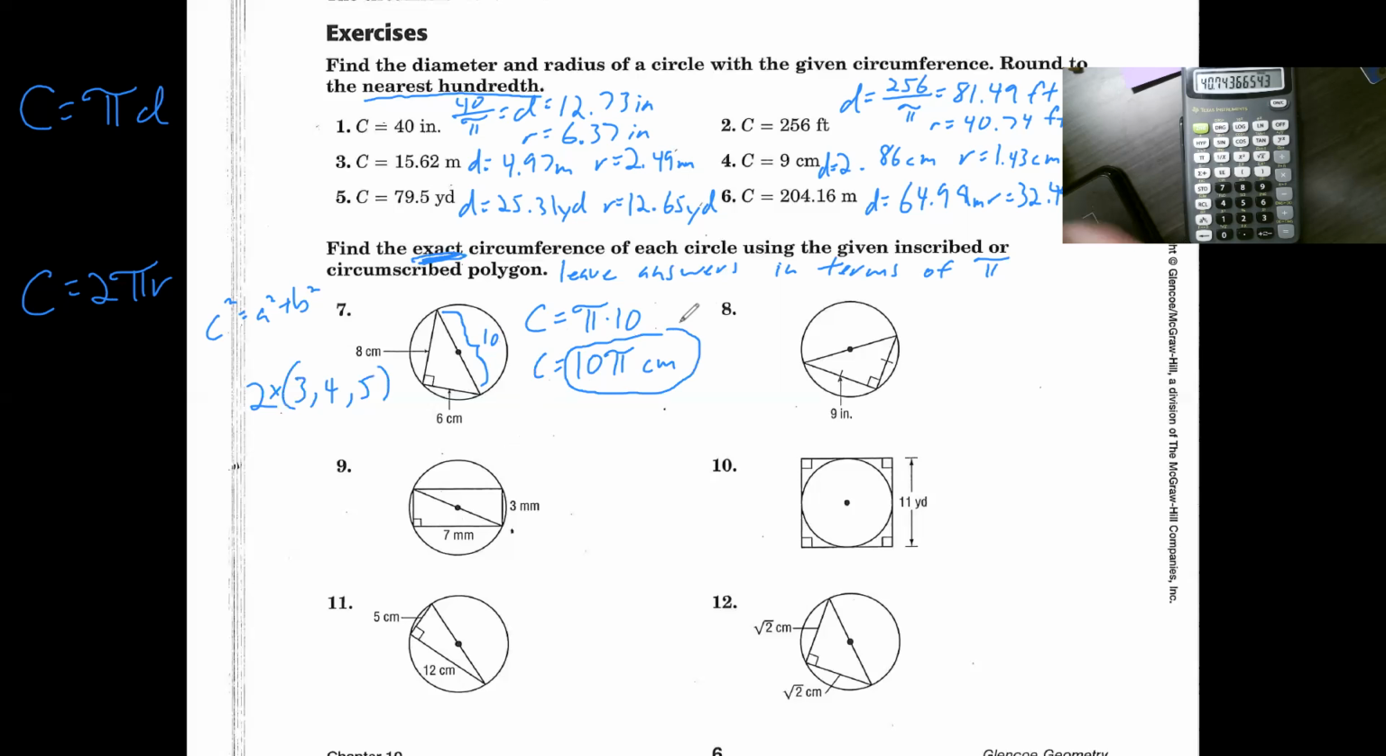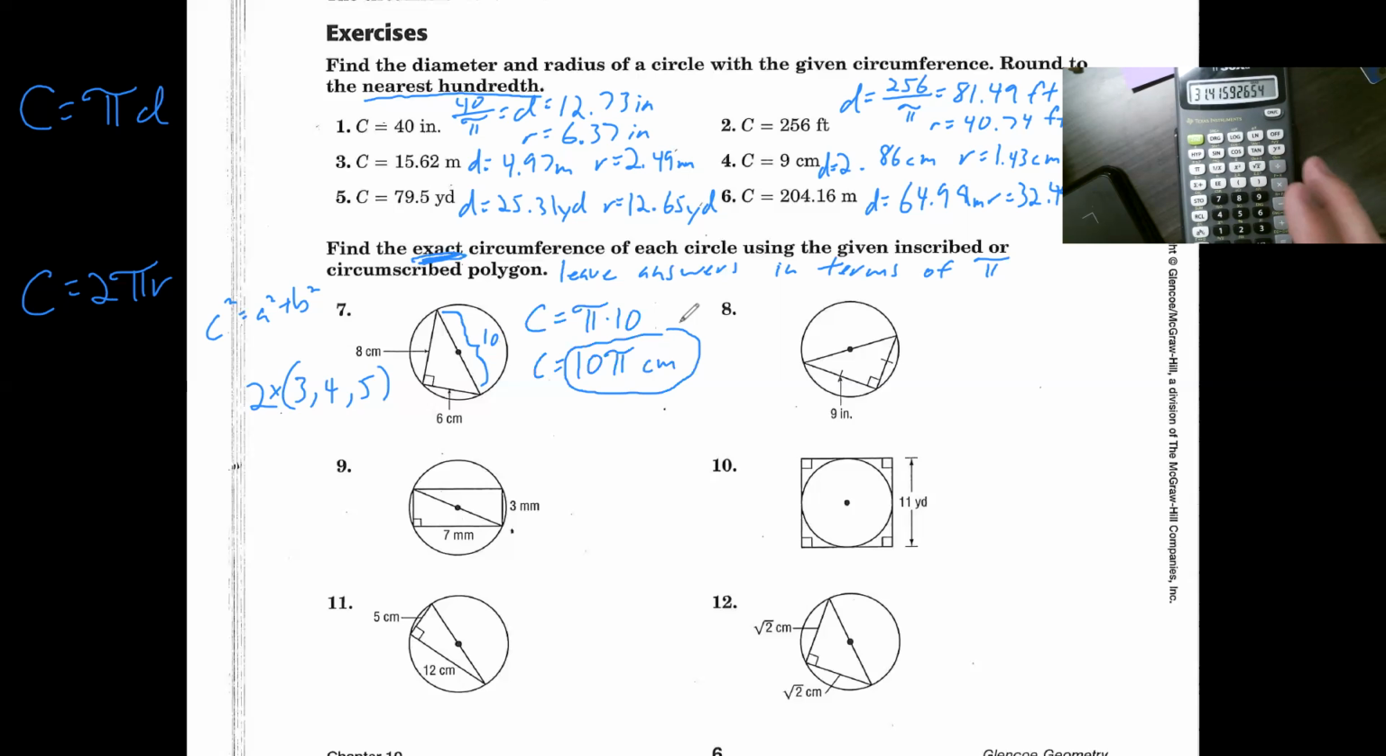That's it. Now, if you had plugged this in the calculator, so if you did this and found a decimal, just so you know what it was as a decimal, it would have been roughly 31.4. All right, but again, that's where we should have stopped with our answer, is the 10 pi.